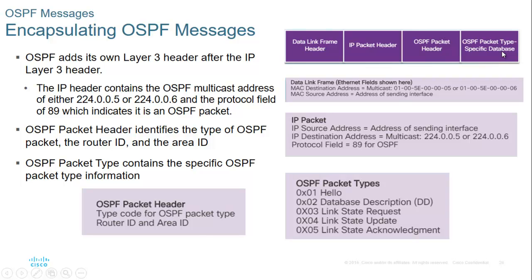So the IP header contains the OSPF multicast address and the protocol field of 89, which indicates it is an OSPF packet. Do you remember the protocol field for EIGRP? The OSPF packet header identifies the type of OSPF packet, the router ID, and the area ID. Okay, is it area 1? Is it area 0?